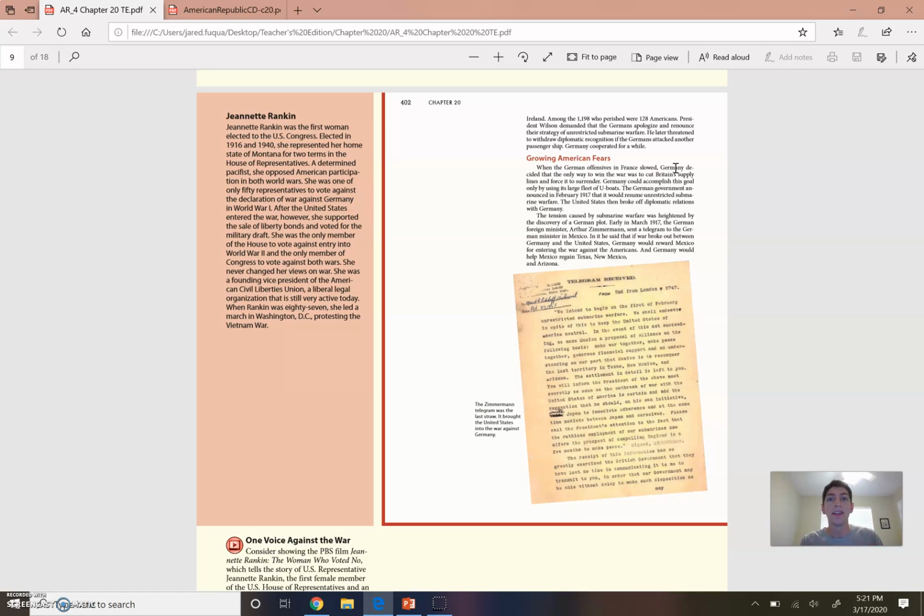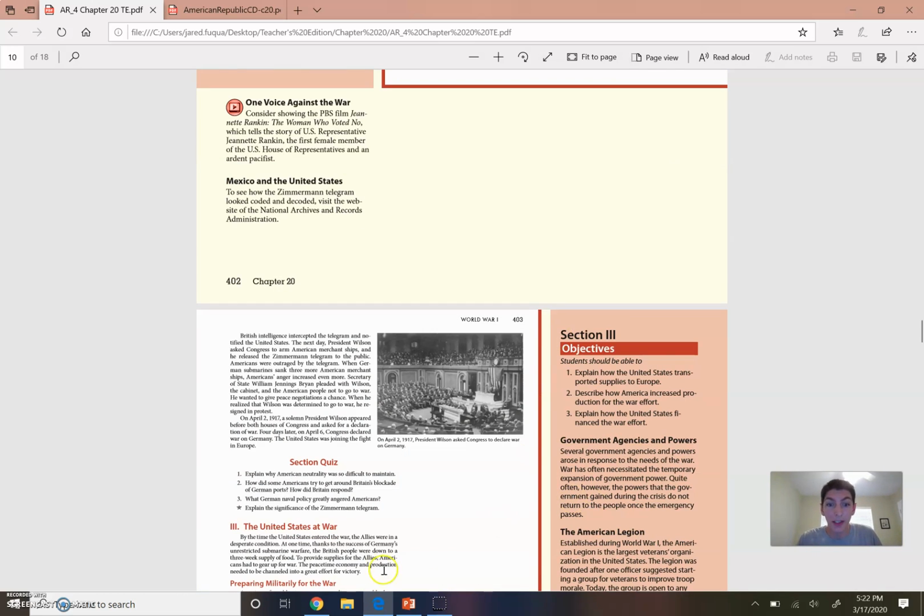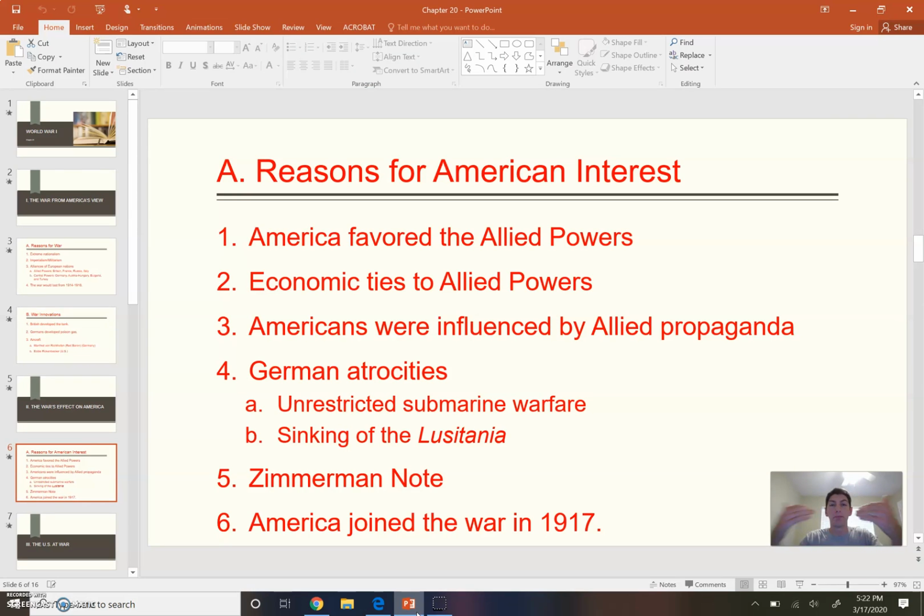This is huge. This is Germany basically telling Mexico, if you help us by keeping America busy and fighting a war with America, once we take over all of Europe, we'll help you regain all of that territory that America took from you in the Mexican Cession. New Mexico, Arizona, Texas. So once we found the Zimmermann telegraph, otherwise known as the Zimmermann note, that kind of pushed us over the edge, and we ended up joining the war in 1917. And so those are some of the reasons for American interest and some of the reasons as to why we ended up joining the war.